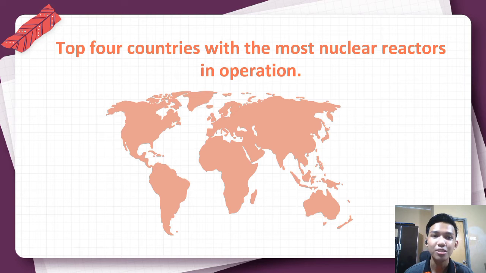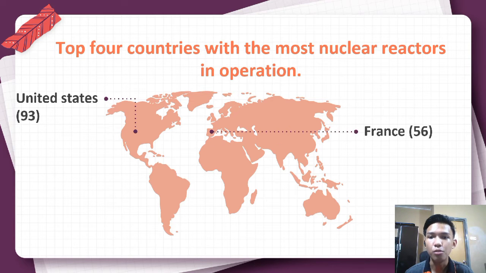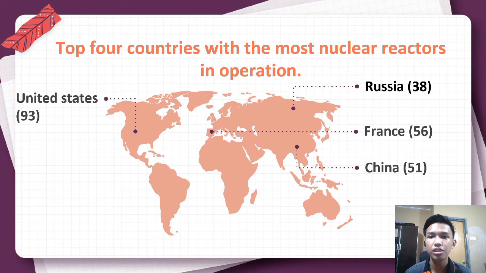Now, I will share the top 4 countries with the most nuclear reactors in operation. The first one is the United States with 93 nuclear reactors, followed by France with 56 nuclear reactors, and China with 51 nuclear reactors. And the fourth country with the most nuclear reactors in operation is Russia with 38 nuclear reactors.